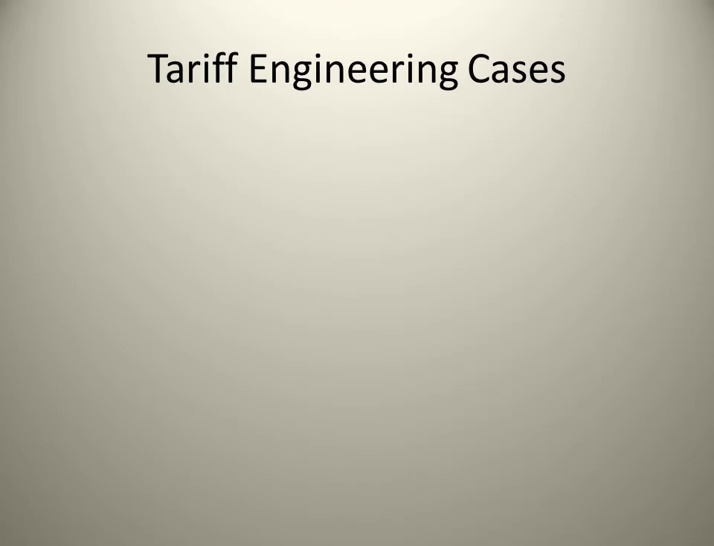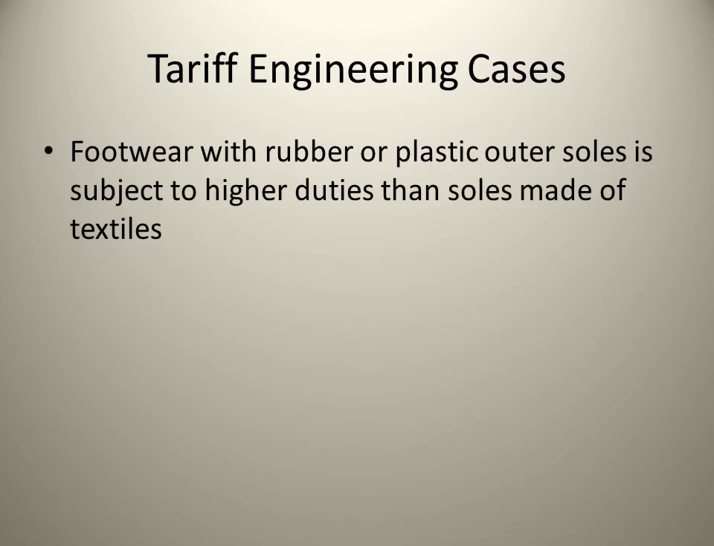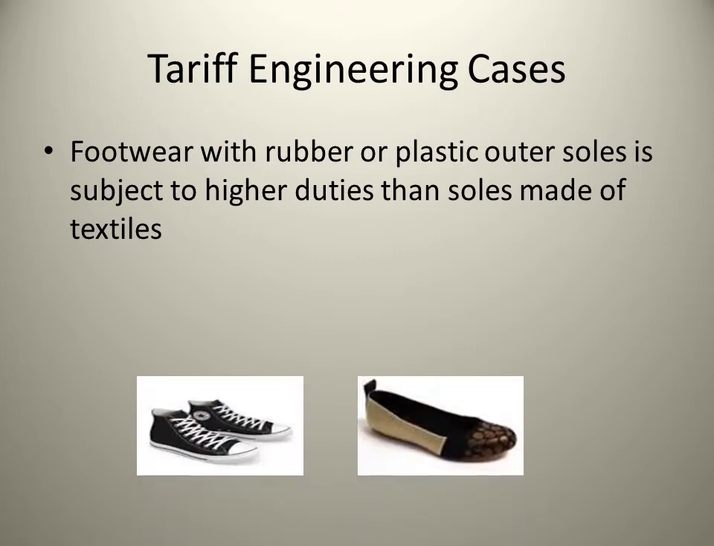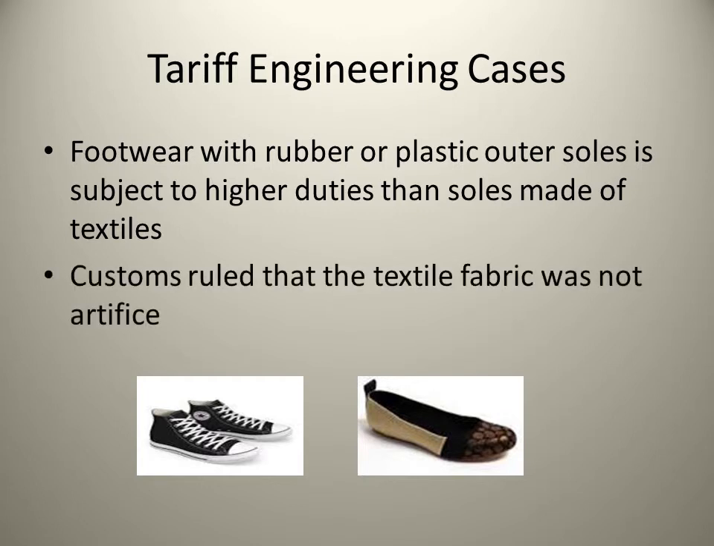In another example, footwear with rubber or plastic outer soles is subject to higher duties than when the outer soles are made of textiles. To qualify for the lower duties, a manufacturer imported slip-on shoes with textile fabrics glued over 70% of the outer sole. Customs determined that the textile fabric was not artifice, but an essential part of the shoe as imported. This ruling indicates how customs differentiates between acceptable tariff engineering and an impermissible disguise.